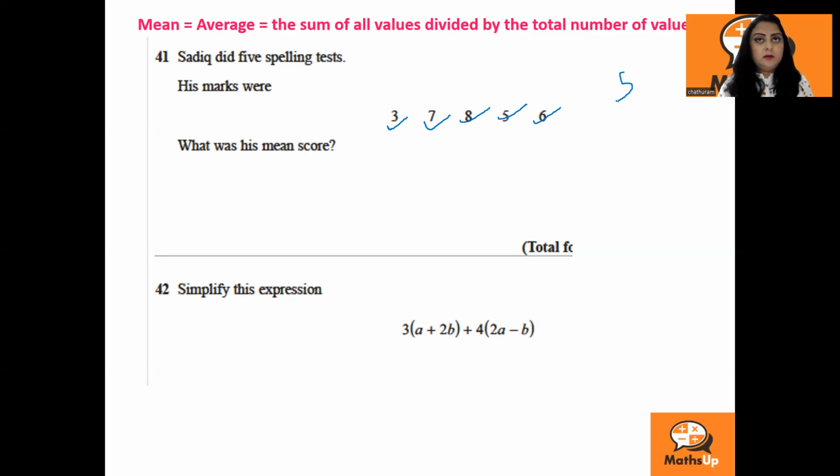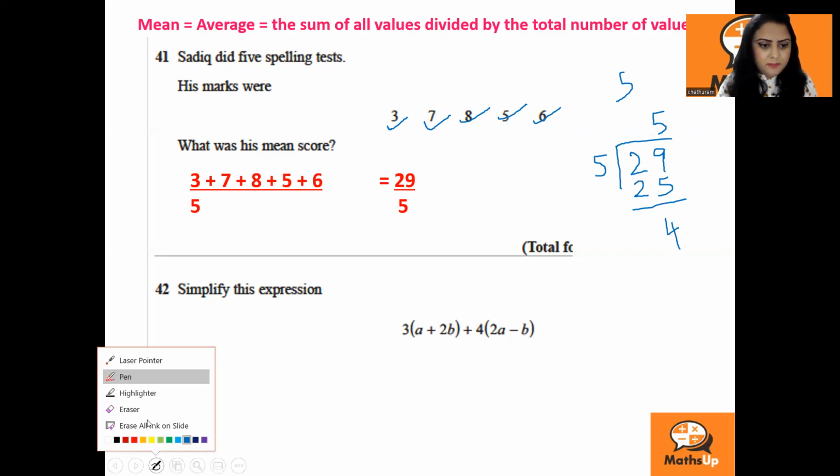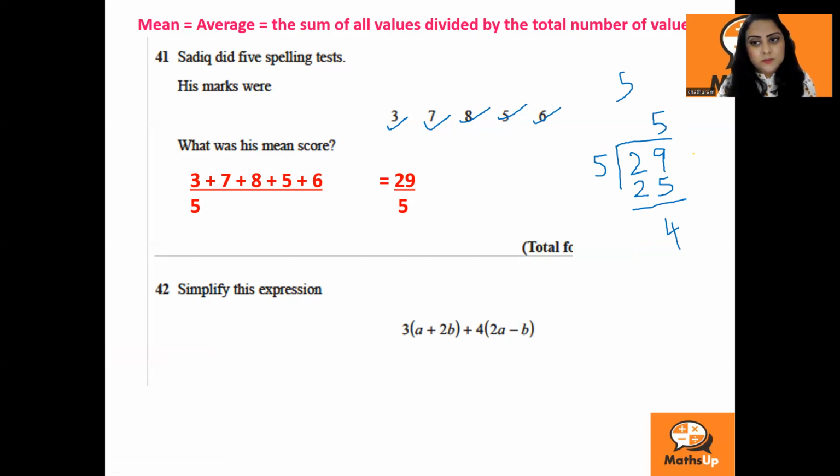So to find the mean, what you have to do is get the total of all the marks and divide it by 5. So 3 plus 7 plus 8 plus 5 plus 6 is 29. 29 divided by 5. We'll see 29 divided by 5 is what? Yes, so 5 times 5 is 25, and 4 remainders are coming. We don't have further numbers.